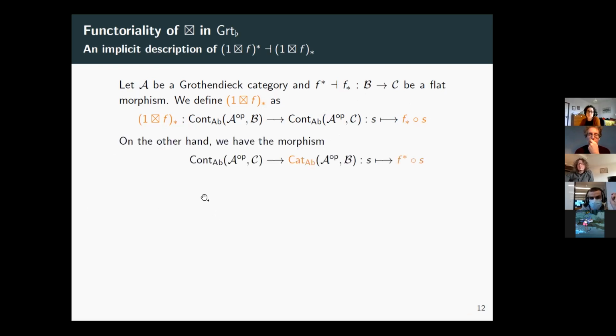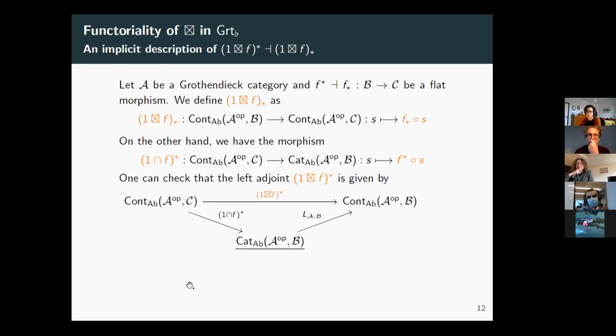On the other hand, you would be tempted to define the left adjoint in the same way, taking S in the continuous functors from A up to C and composing it with a left adjoint. But the problem here is the left adjoint is a priori and in principle not preserving all limits, only finite ones. So this does not lie in limit preserving functors anymore. But let me call it F upper star, because it will help us to build the left adjoint, which is actually given as follows.